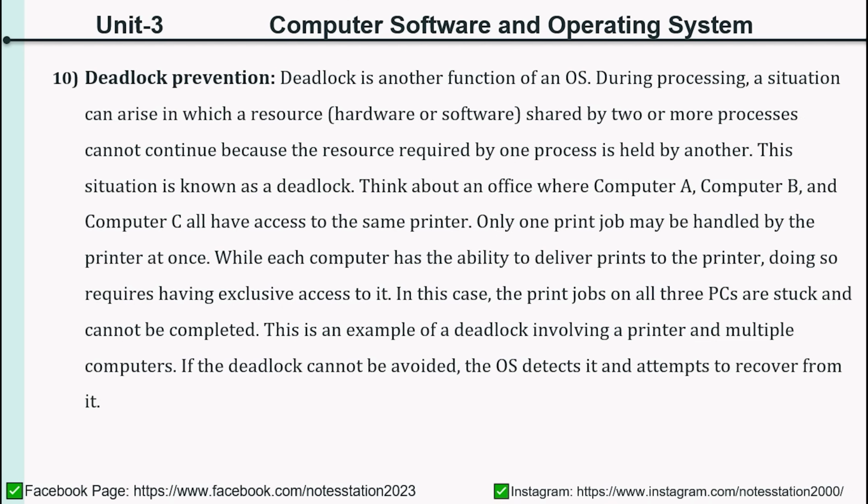While each computer has the ability to deliver prints to the printer, doing so requires having exclusive access to it. In this case, the print jobs on all three PCs are stuck and cannot be completed. This is an example of a deadlock involving a printer and multiple computers. If the deadlock cannot be avoided, the OS detects it and attempts to recover from it.